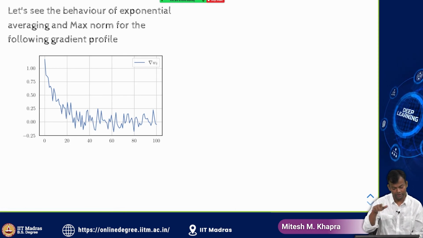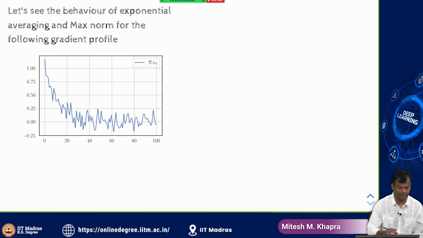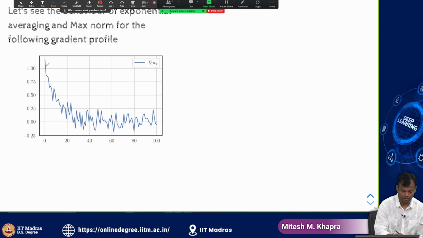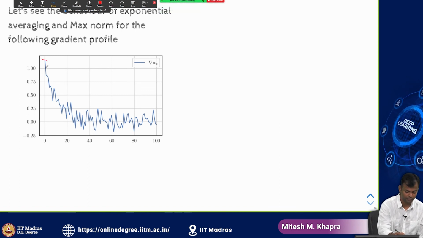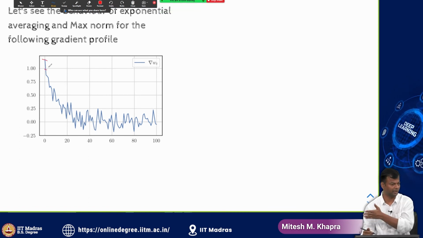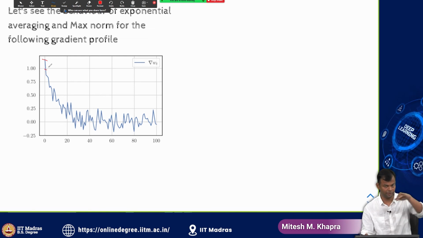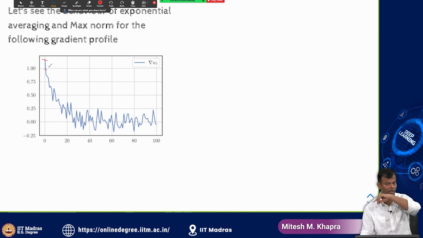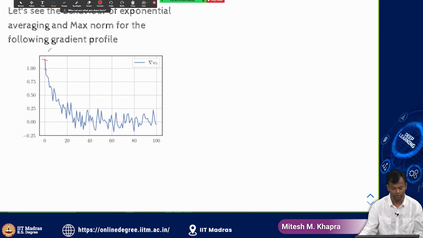Okay, so now suppose this is what your gradient profile looks like. So at time step 0, suppose the derivative is this, at time step 1 it's this and so on, right? So there are 100 time steps here and I've just smoothened the curve. So there should have been 100 points and I've just drawn a smooth curve through those 100 points, right? So this is what it looks like.